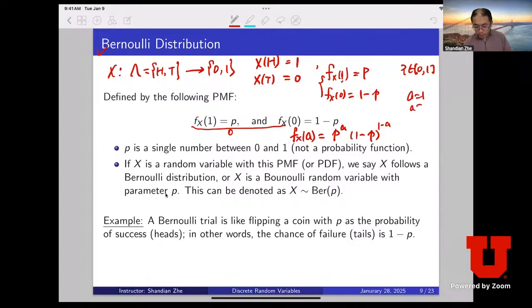And when a is 0, that means the random variable value is 0, right? So you see that p to the power of a becomes 1 because the power is 0, right? And then the only effective term is 1 minus p to the power of 1 minus 0, which is just 1 minus p. So it is reduced to the second case, right? So in the future, if you have in-depth study of probability and statistics, you will see this formula repeatedly. Right? It's very common in the literature.